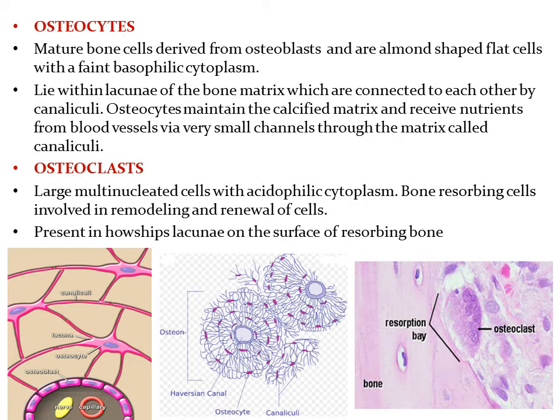And the other one is the osteoclasts. The osteoclasts are responsible for the resorption of the bone matrix. They are large multinucleated cells with acidophilic cytoplasm. Bone resorbing cells involved in the remodeling and renewal of bone. These cells are found on those surfaces of the bone which are undergoing resorption.